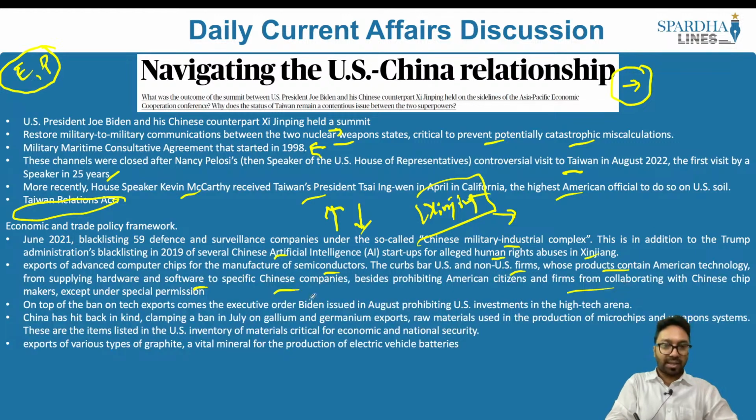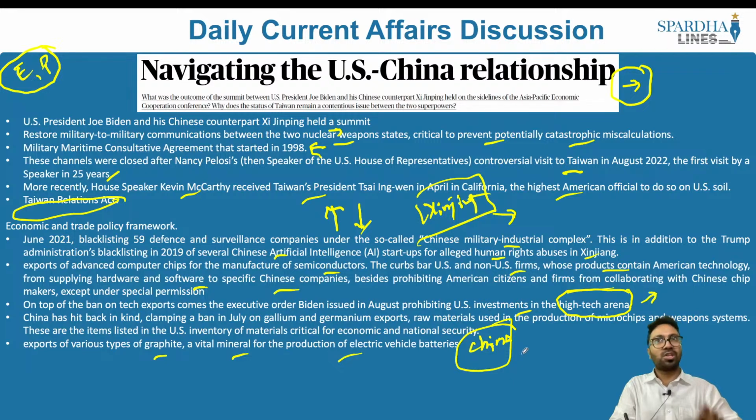On top of the ban on tech exports comes the executive order issued by Biden prohibiting US investments in the high-tech arena. Let's say for example there is high-tech technology, there should be no collaboration with the Chinese. Exports of various types of graphite, a vital mineral for the production of electric vehicles, were ultimately restricted by China. This ultimately means that on one side the United States of America is imposing a lot of restrictions on China, so China also started reciprocating. You impose certain tariffs, we will also impose certain tariffs.